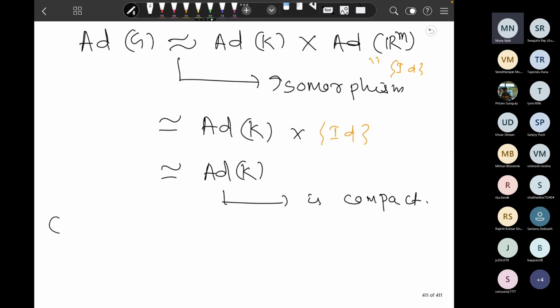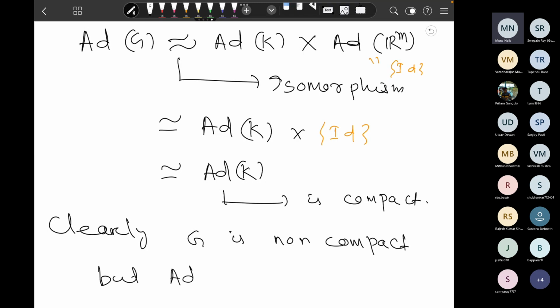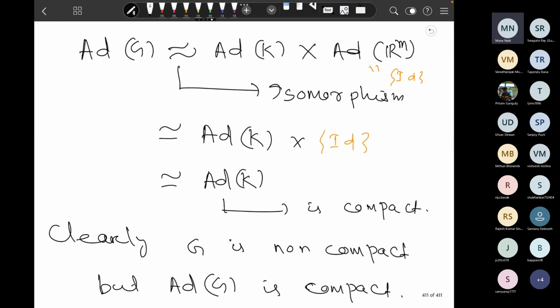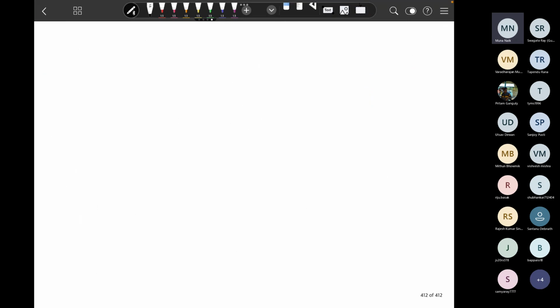So clearly, these are non-compact, but RD is compact. So now the thing is, RD is compact. Okay, so now I want to state a theorem.